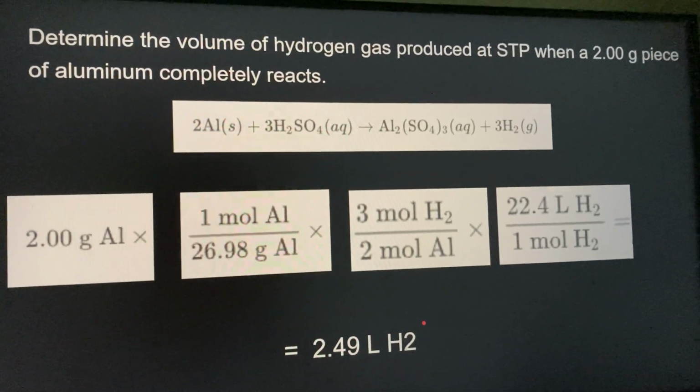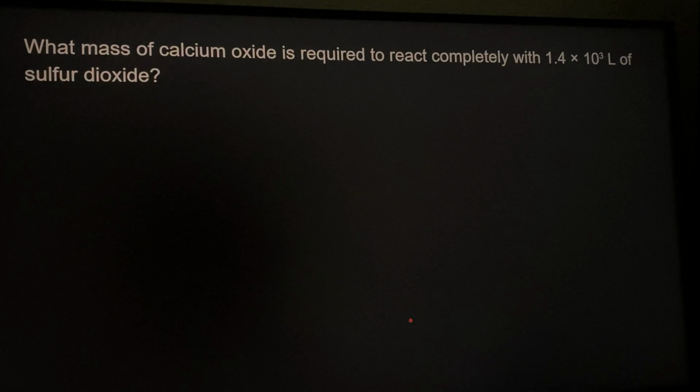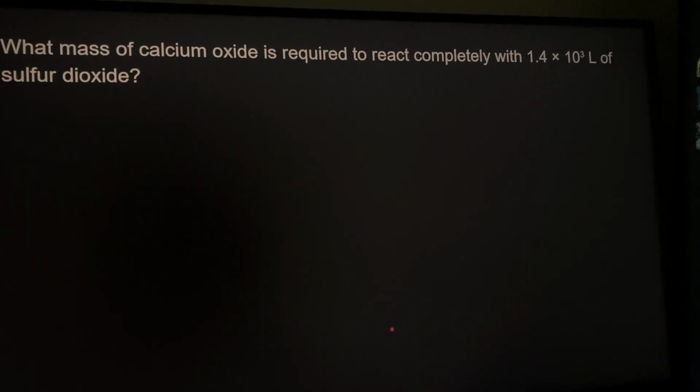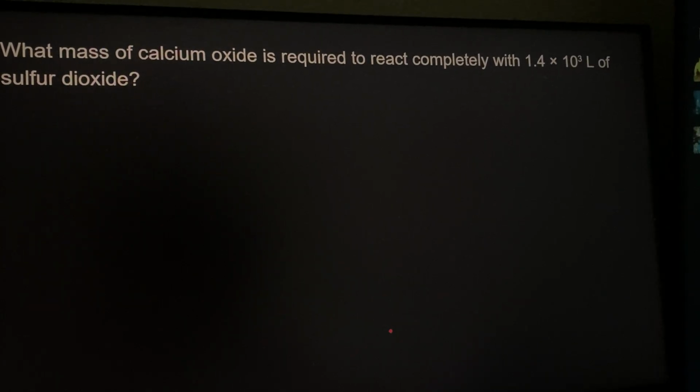All right, let's move on to problem number 2. What is the mass of calcium oxide required to react completely with 1.4 times 10 to the third liters of sulfur dioxide?